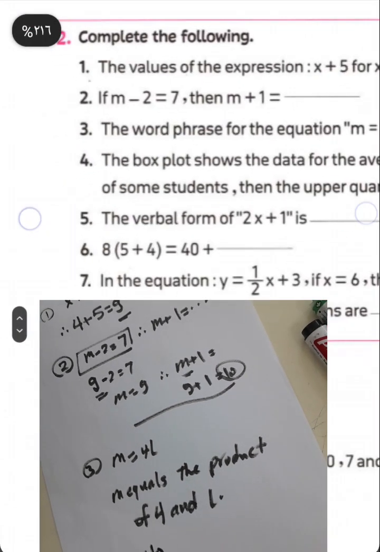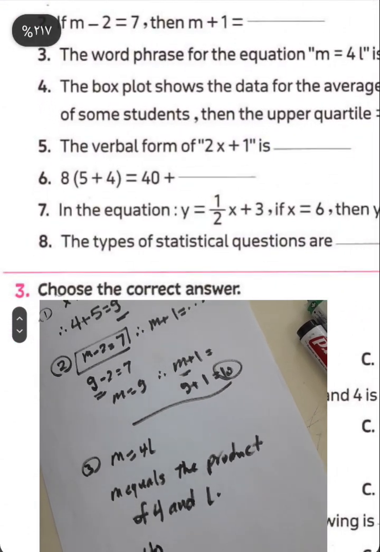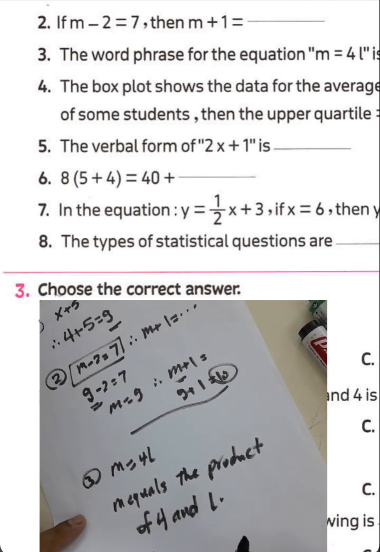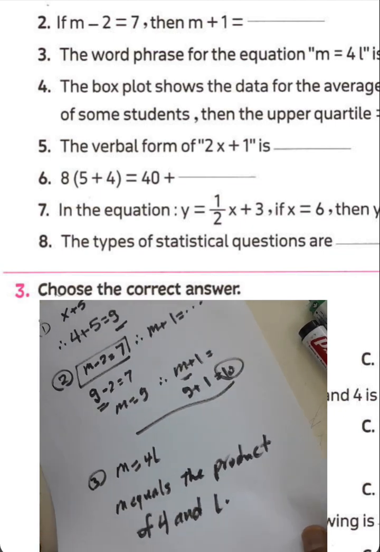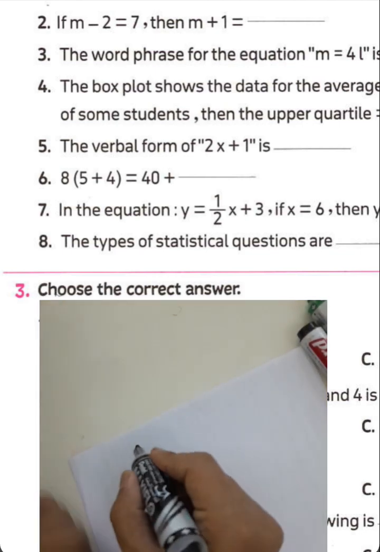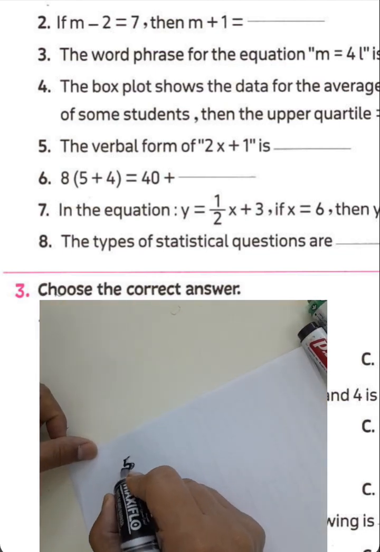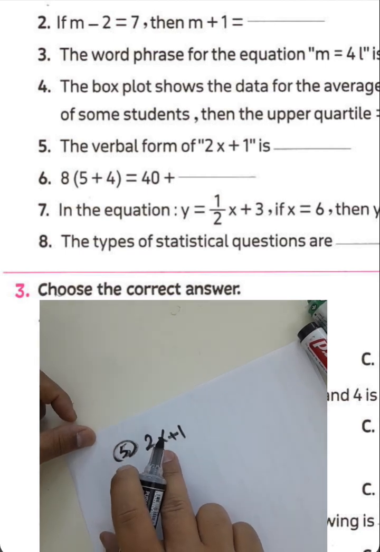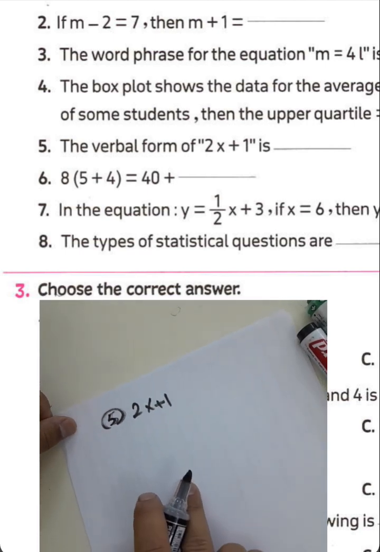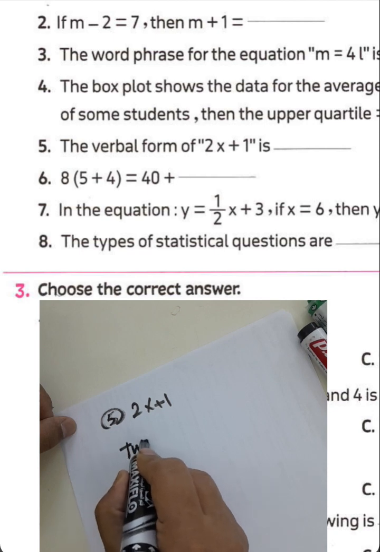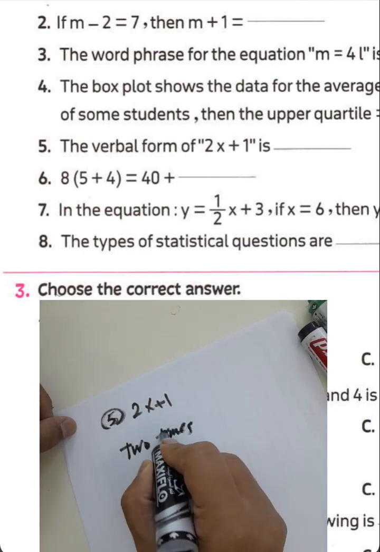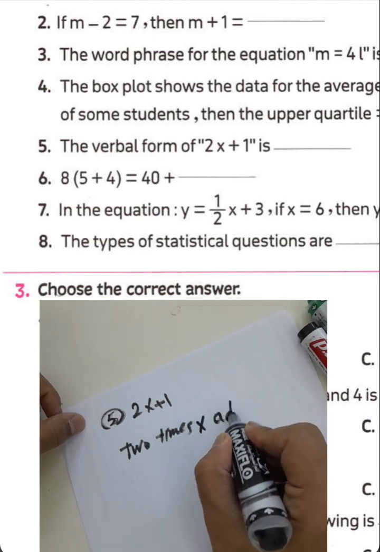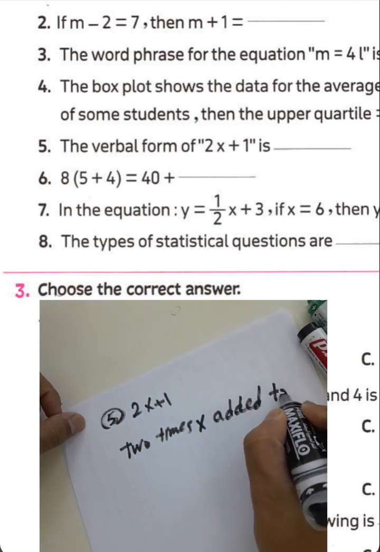Question number 5. The verbal form of 2x plus 1 means twice the number x added to 1. Or we can write 2 times x added to 1.